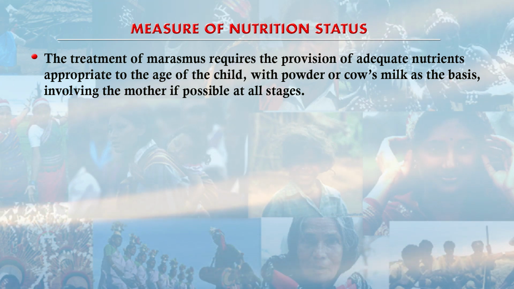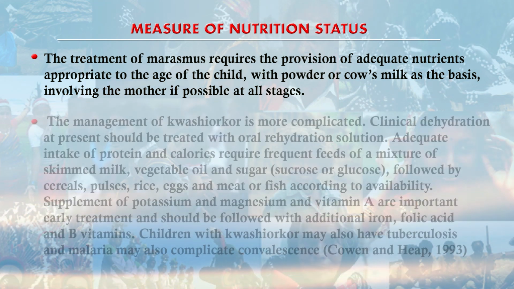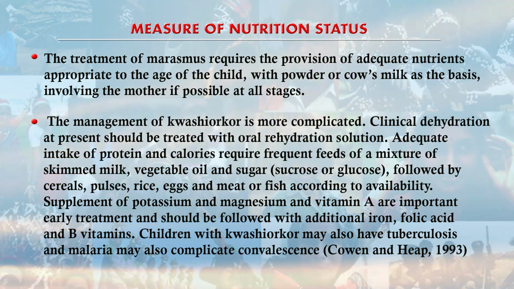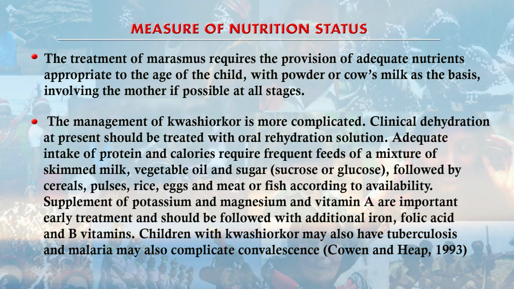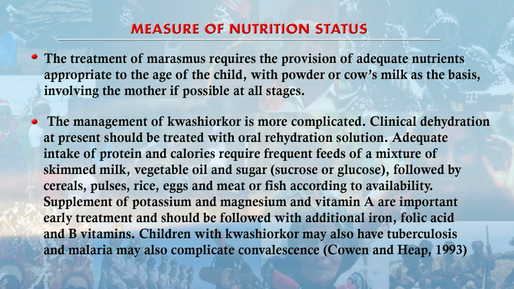The treatment of marasmus requires the provision of adequate nutrients appropriate to the age of the child, with powder or cow's milk as the basis, involving the mother if possible at all stages. The management of Kwashiorkor is more complicated. Clinical dehydration at present should be treated with oral rehydration solution. Adequate intake of protein and calories requires frequent feeds of a mixture of skimmed milk, vegetable oil and sugar, sucrose or glucose, followed by cereals, pulses, rice, eggs and meat or fish according to availability. Supplements of potassium, magnesium and vitamin A are also important for early treatment and should be followed with additional iron, folic acid and B vitamins. Children with Kwashiorkor may also have tuberculosis, and malaria may also complicate convalescence.